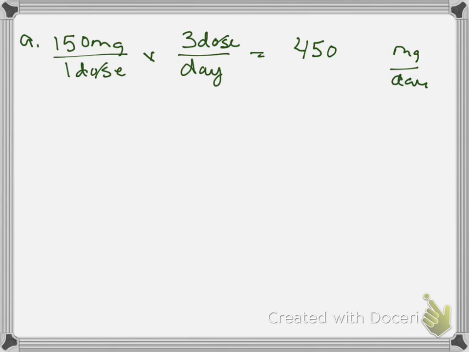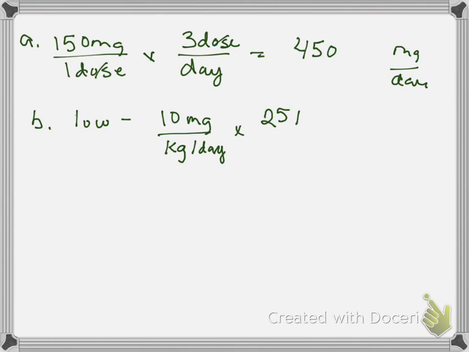And so now I need to find out, will I give the drug or not? So this is part B. And so my low end, and so what's my low end going to be? Good, 10 milligrams per kilogram per day. And how much does my patient weigh? 25 kilograms. Good job. Don't you love it when the kilograms come out so nicely like that? Over 1. And so that's going to give me 250 milligrams per day.